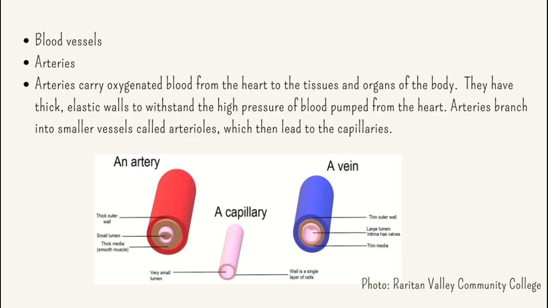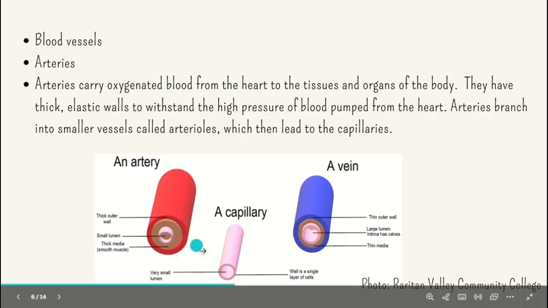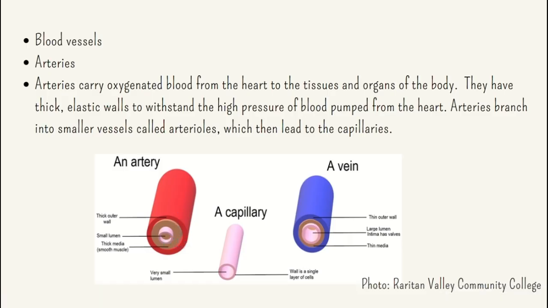Then you have the venules and then the vein. As I said before, the arteries are usually the biggest blood vessel. Now, one of the most noticeable things about the artery is the size of the lumen. This is actually very important. You can see that the lumen is quite small. We're saying that the arteries carry oxygenated blood away from the heart to the rest of the body, and it has a small lumen.